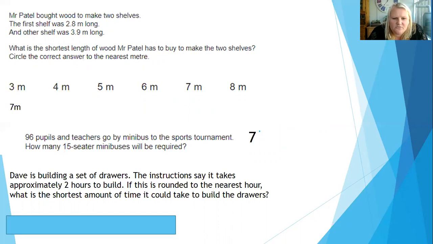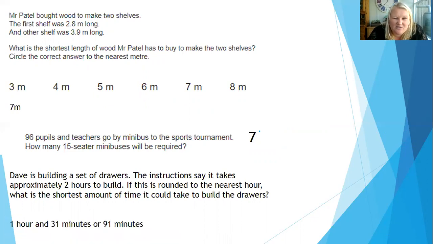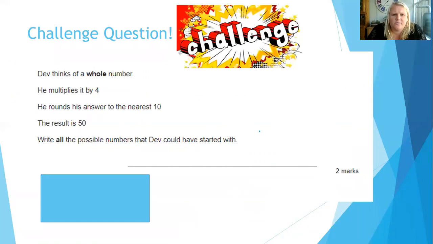Dave is building a set of drawers. The instruction says it takes approximately 2 hours to build. If this is rounded to the nearest hour, what's the shortest amount of time it could take to build the drawers? So you need to round that back to the nearest hour. This was quite a tricky question. So it would be 1 hour and 31 minutes, so just over an hour and a half, or 91 minutes. Okay. Challenge question. Give this one a go, and then unfreeze when you're ready.